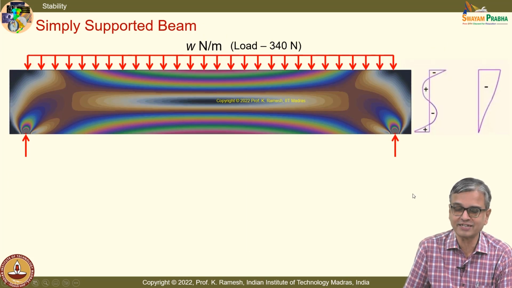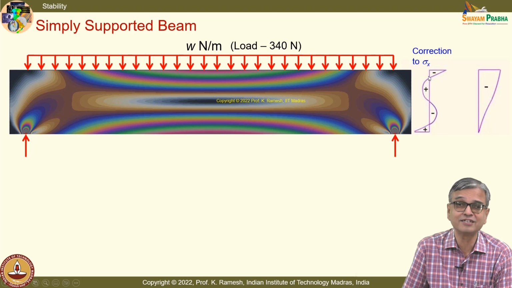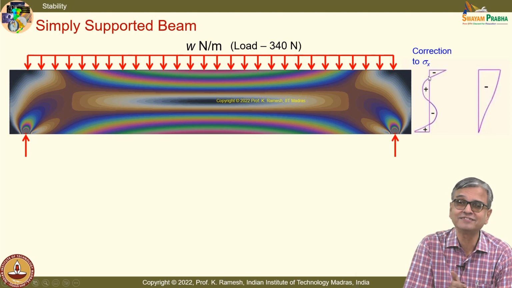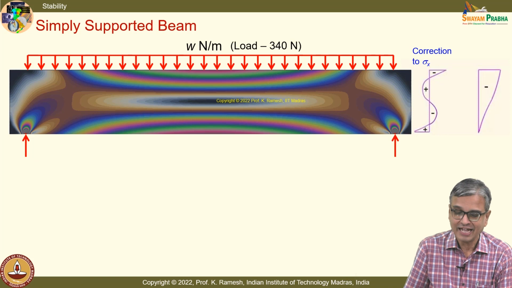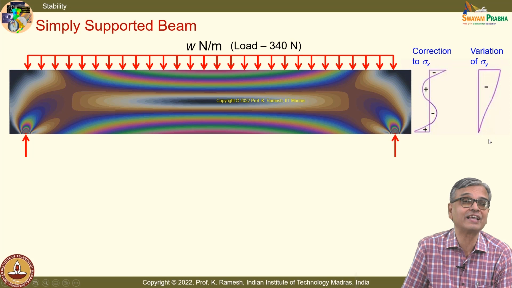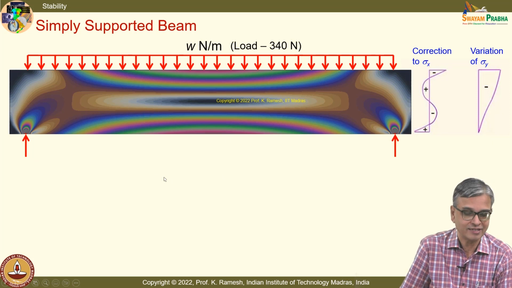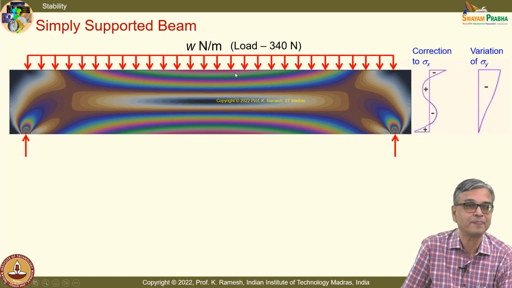What are the two quantities I showed? It's again very important. This is the correction to sigma x. It's no longer varying linearly. It is non-linear. And in addition, there is sigma y. Can you see from the pattern the existence of sigma y? Or are your eyes sensitive enough, tuned to that? You look at what happens at the bottom, you look at what happens at the top. Do you find there is asymmetry here?